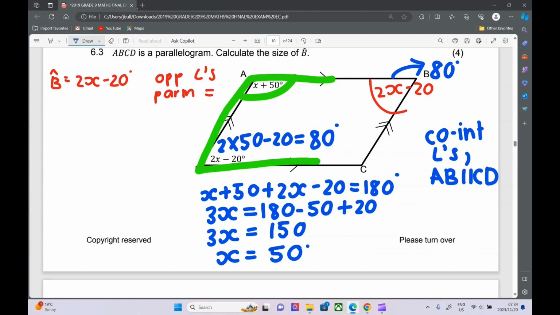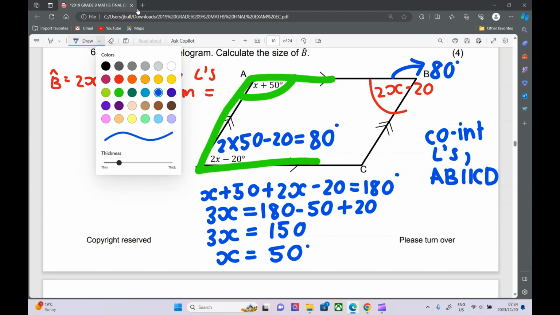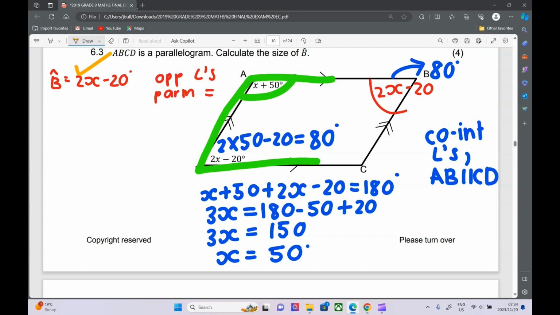Okay, so for this one, the reason why it's 4 marks, if I just get a different color pen, is you get a mark for knowing that B is equal to this side. So opposite angles of a parallelogram are equal. Mark for giving a reason there. Mark for this working out, and a mark for your co-interior angles reason.